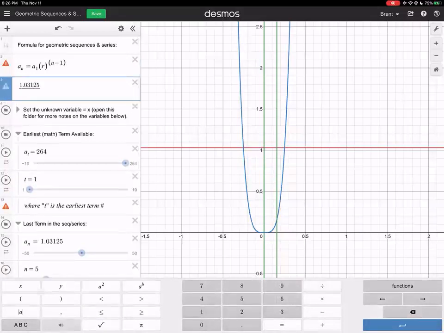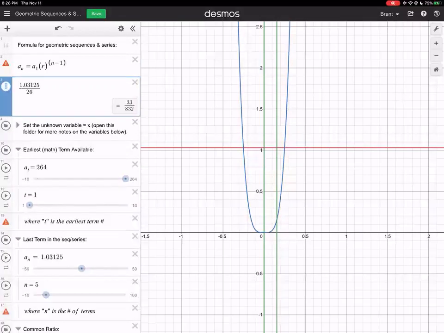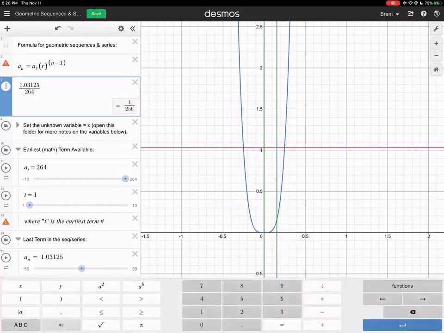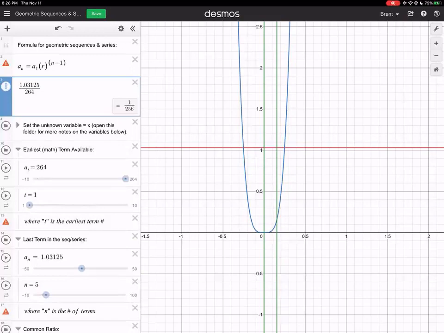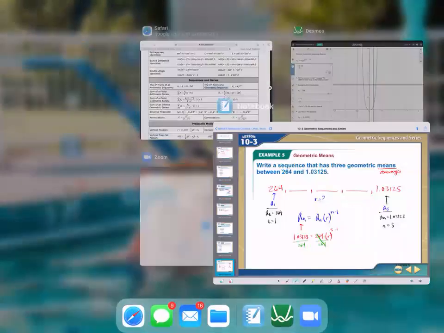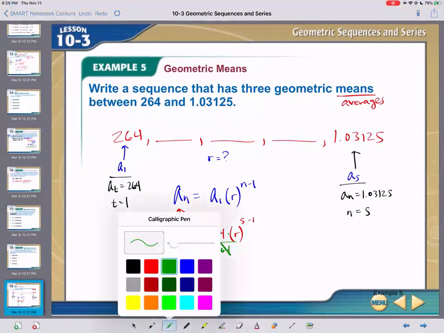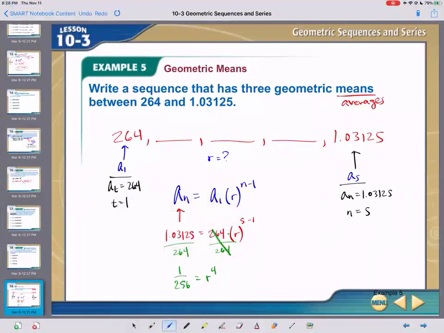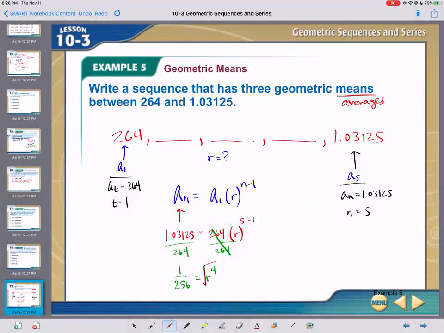1.03125 divided by 264. Wow, that is a big fraction. 33 over 8... oh, that needs to be a 4. 1 over 256. I'm going to write it as 1 over 256. 1 over 256 would equal r to the 4th power. The reason there's 2 answers is, if you remember from chapter 2, if you try to get rid of a 4th power, you need to do a 4th root.